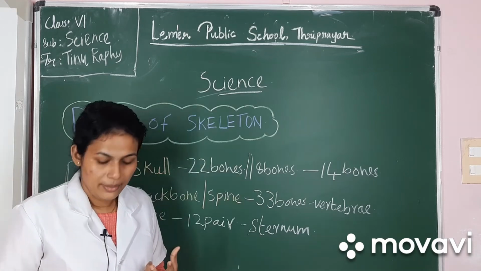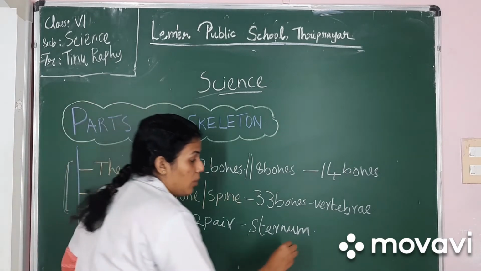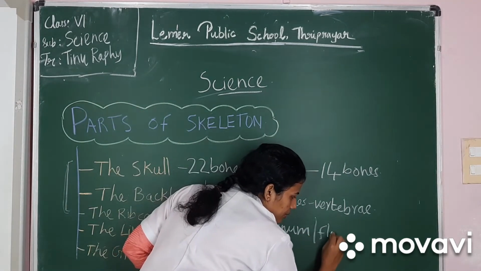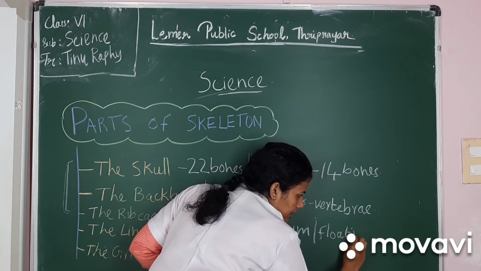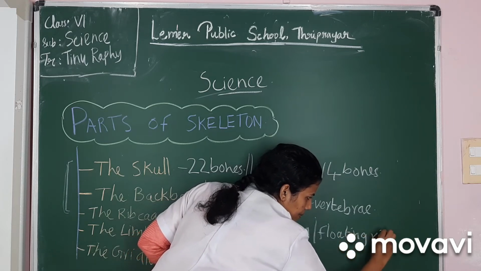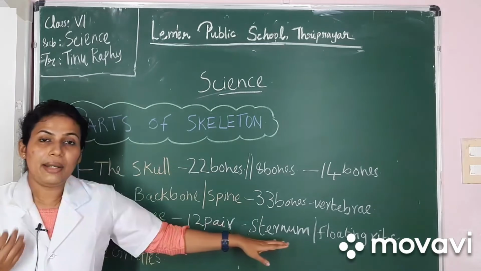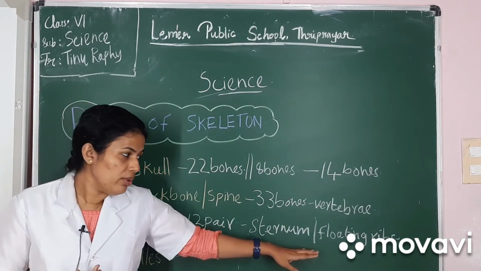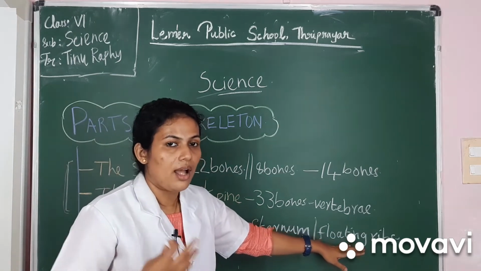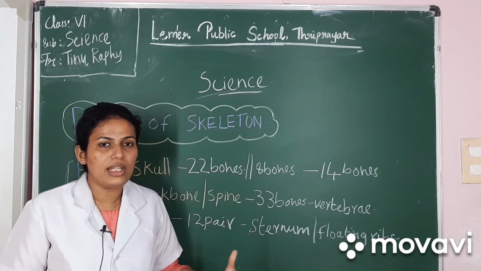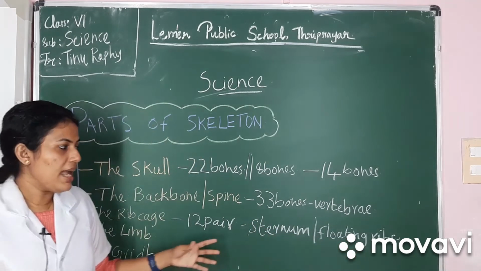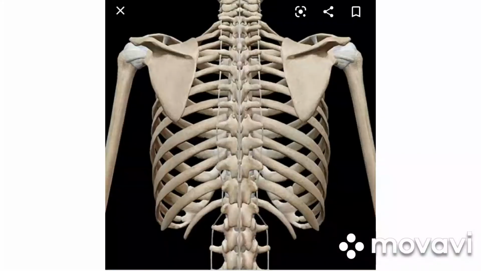Hence they are called floating ribs. So out of the 12 pairs, 10 pairs are joined to the chest bone, whereas the last 2 pairs are floating in nature, hence they are called floating ribs.